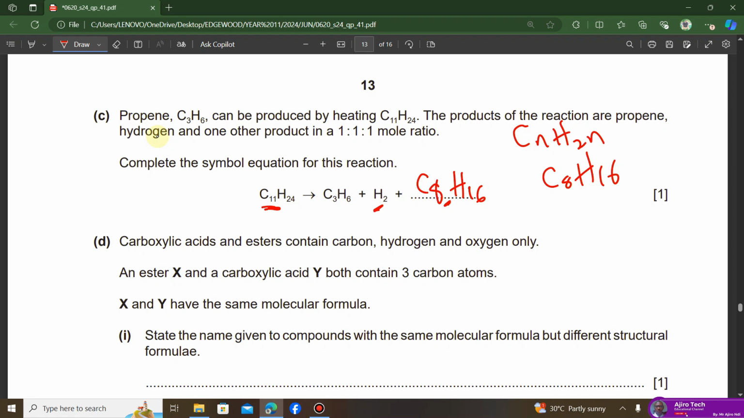So whenever you're cracking a larger alkane, you either produce just 2 alkenes or you produce alkenes and hydrogen. Right, so that's how it works.